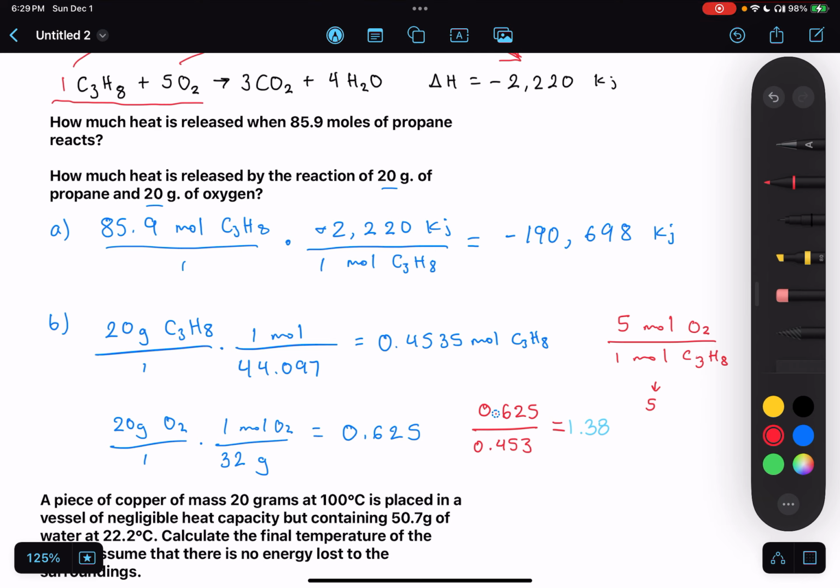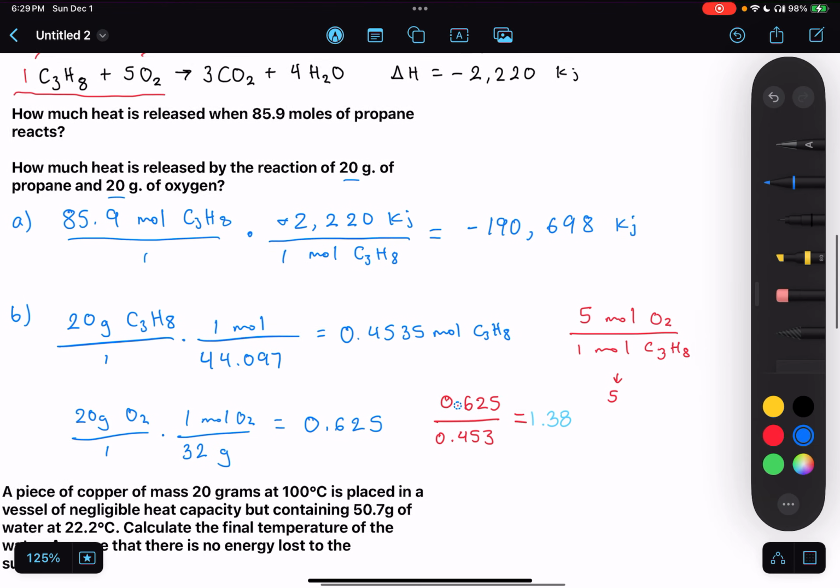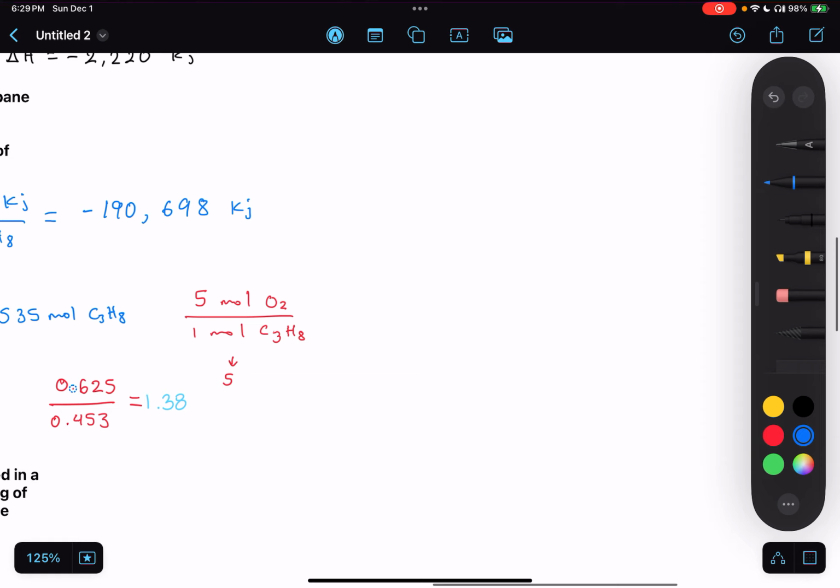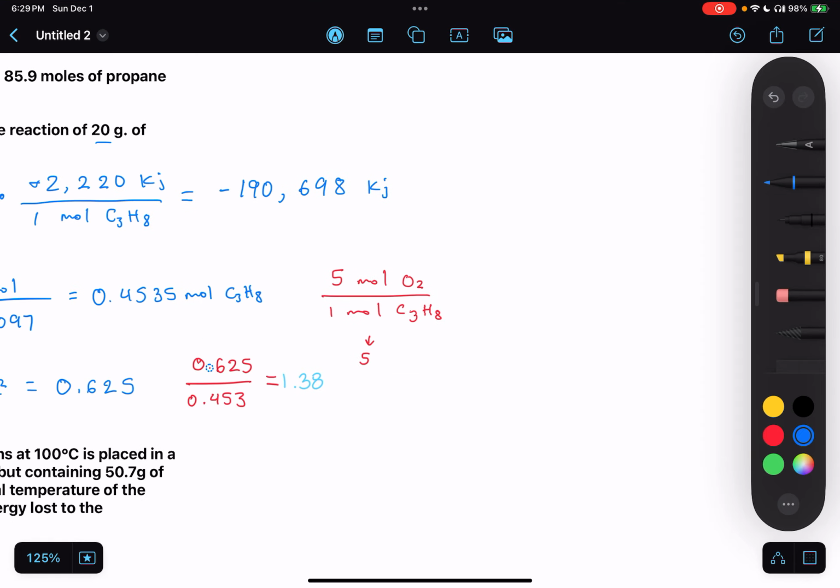So if we get rid of all this, actually, I don't know if I should get rid of that. I'll keep it on there, but we'll do it over here. So now that we figured out that oxygen's the only one we got to worry about, we can use the moles.